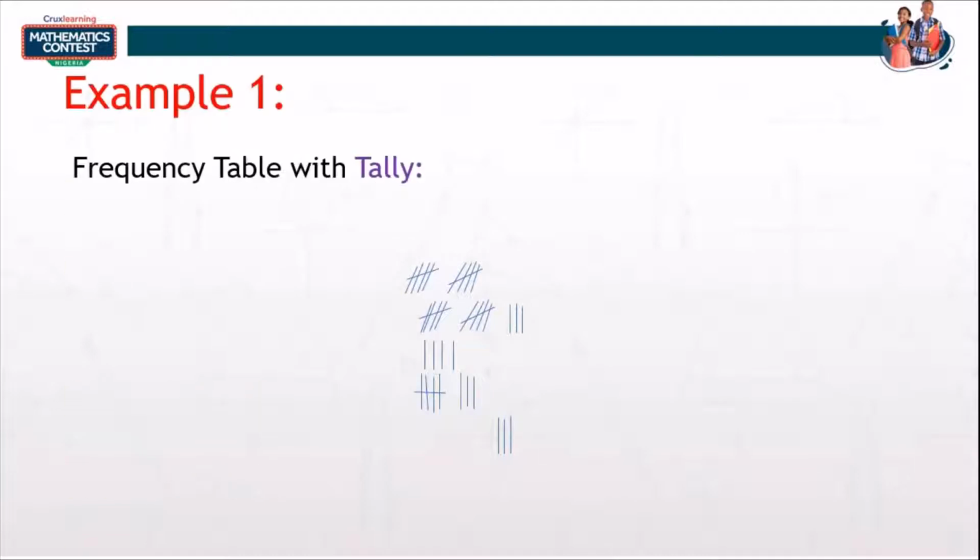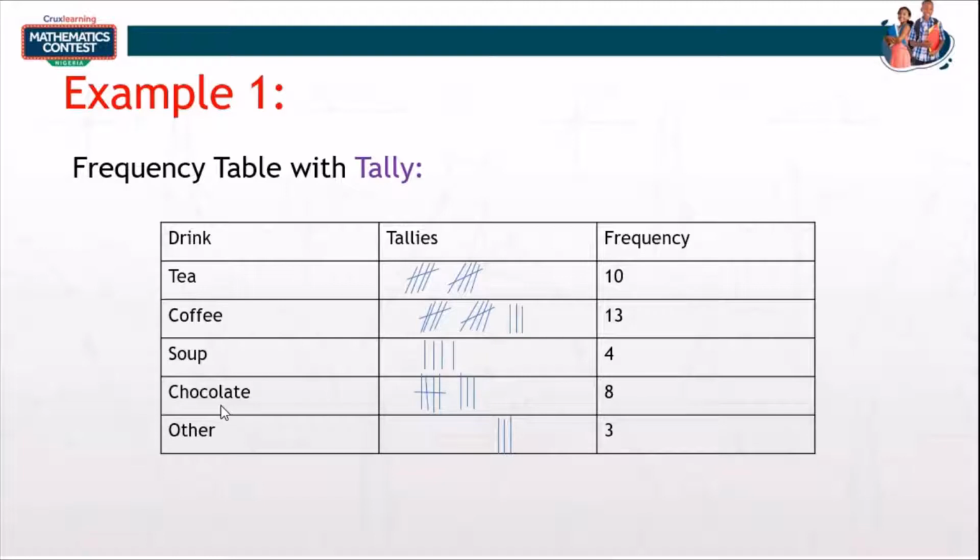So here is an instance now. This is a frequency table, and this is my frequency table. You can see in the first column I have drink, meaning that I'm about to tell you something about drinks, maybe in my coffee shop or in my supermarket or in my office. I'm about to tell you how many drinks there are in my supermarket. So here we have a frequency table with tally.